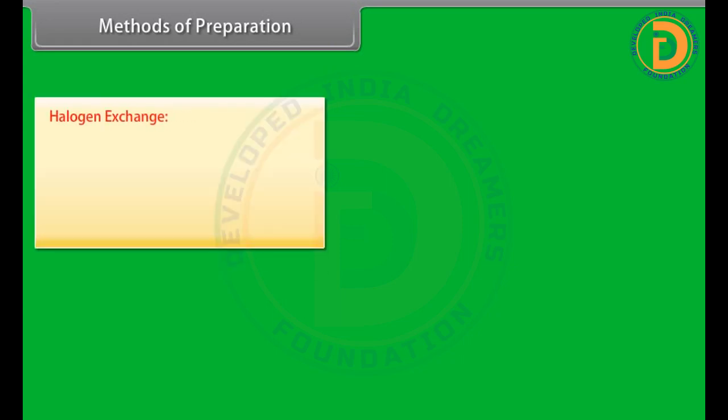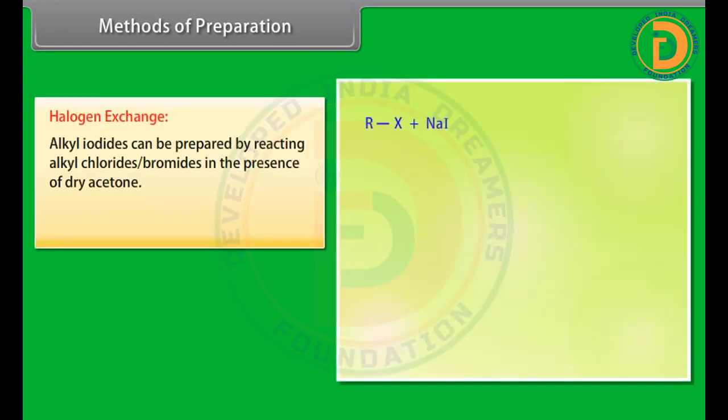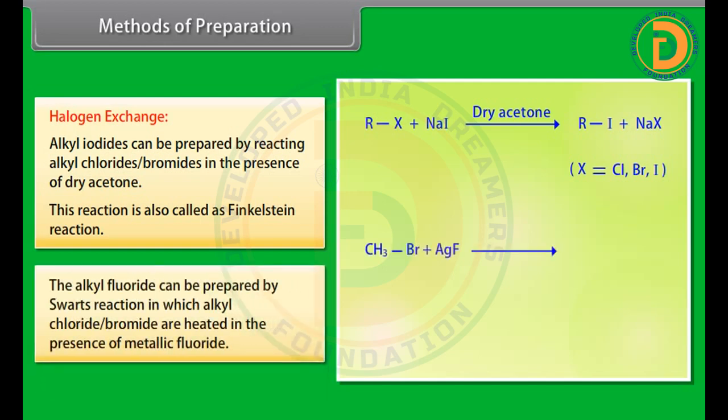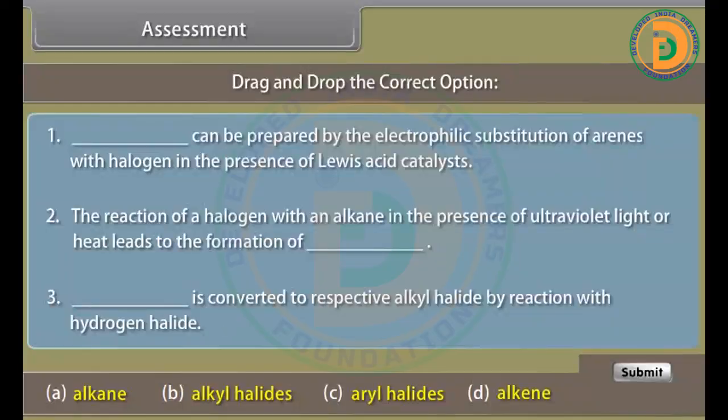Methods of preparation. Halogen exchange. Alkyl iodides can be prepared by reacting alkyl chlorides or bromides in the presence of dry acetone. This reaction is also called the Finkelstein reaction. The alkyl fluoride can be prepared by Swarts reaction, in which alkyl chlorides or bromides are heated in the presence of metallic fluoride.